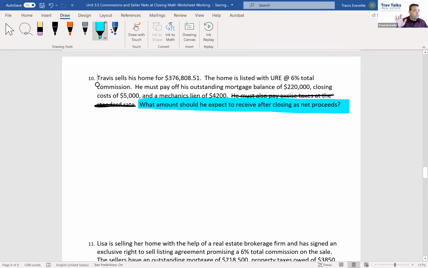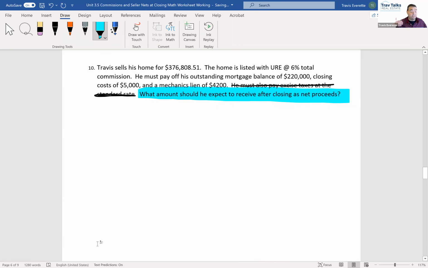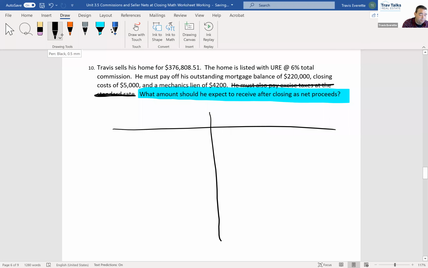Well, there's that question. A seller net. So that tells me I'm going to be dealing with debits and credits, right? When they ask me, what is he going to net? They're not telling me he needs to net a certain amount. They're saying it sells for this amount, and how much is he going to net? So that tells me I need to go ahead and set my columns up with my debits and my credits. Okay. Let's go ahead and label them debits, and I do those in red, and then I'll do my credits in green.